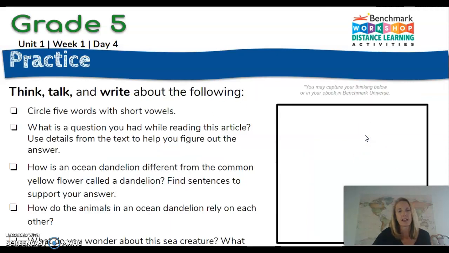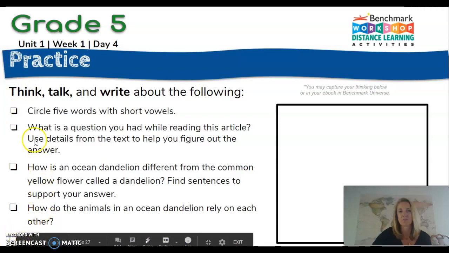All right, so today your work is independent. You are going to think, remember, stay connected to what you're reading, hopefully talk to someone else. I know some of you are working with another 5th grader that you can talk with. Some of you might need to talk about what you're reading with a parent or with a friend over the phone. And then write.